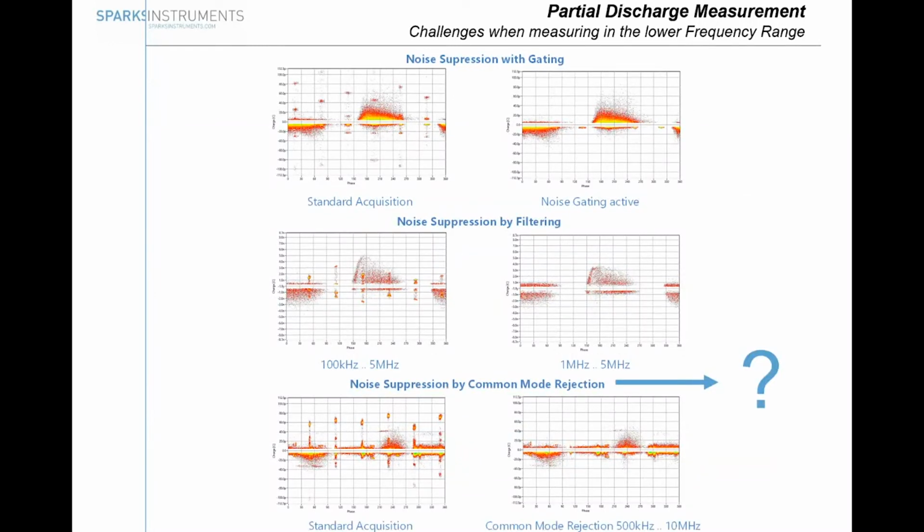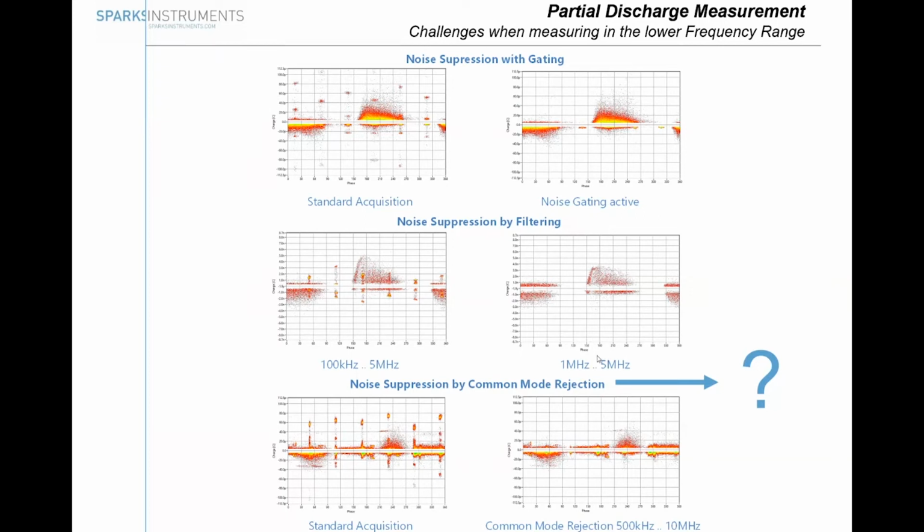In our instruments, we have different noise suppression techniques in order to achieve the best signal to noise ratio. So here are some examples. They are mainly from turbo generators. So we see here in the middle, I can filter. As I said, I can choose the right frequency range. Here, for example, we measured from 100 kilohertz to 5 megahertz. We can see here the vertical lines, and here clearly the PD.